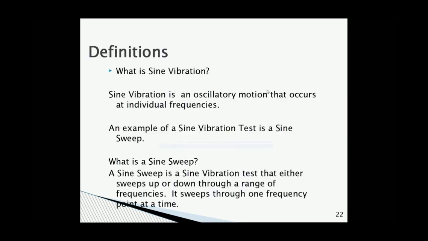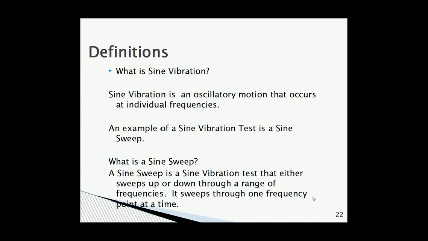What is sine vibration? Sine vibration is an oscillatory motion that occurs at individual frequencies. An example of a sine vibration test is a sine sweep. What is a sine sweep? A sine sweep is a sine vibration test that either sweeps up or down through a range of frequencies. It sweeps through one frequency point at a time.